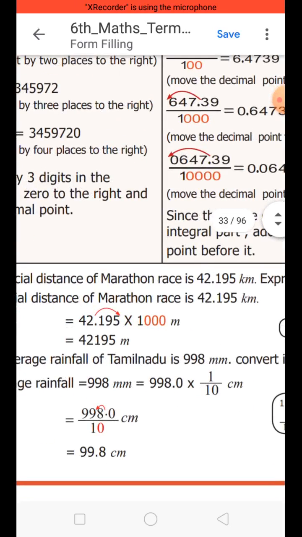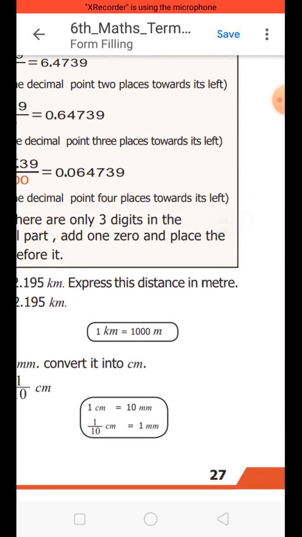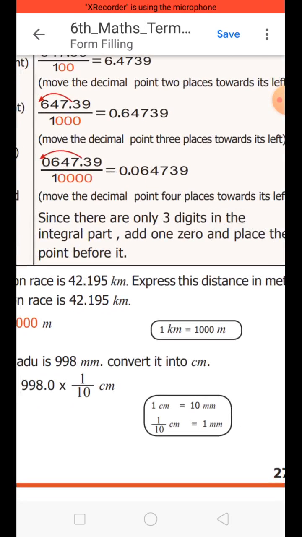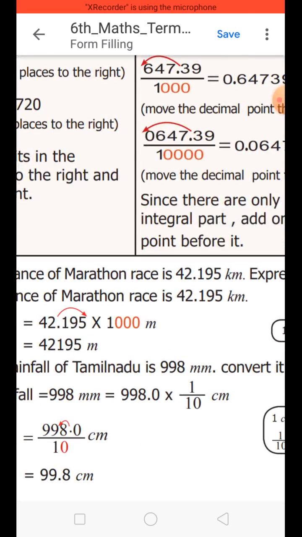Meter, which means what? If you want to convert kilometer into meter, you have to multiply that kilometer by 1000. That is very simple. So what is our question? Express this distance in meter. The given is kilometer, we want to change that kilometer into meter. So you have to multiply the kilometer value by 1000. What is the kilometer value? 42.195. I already said that after the point you have to pronounce 195 separately.